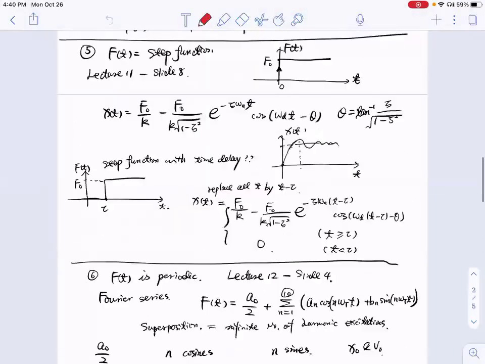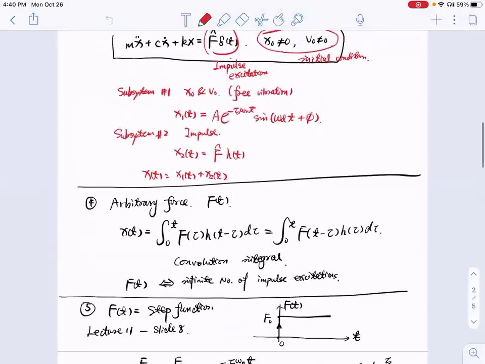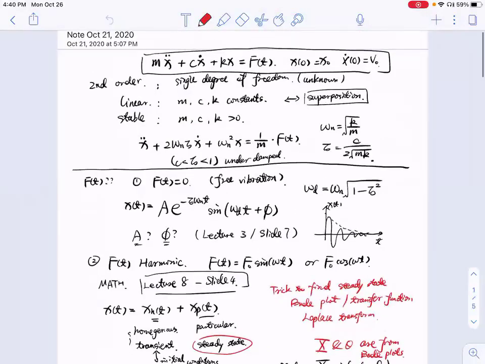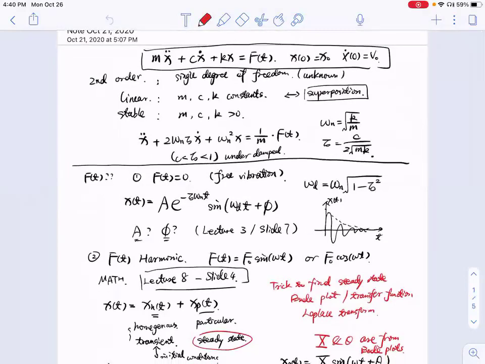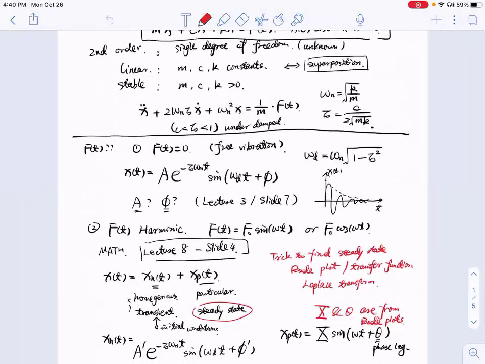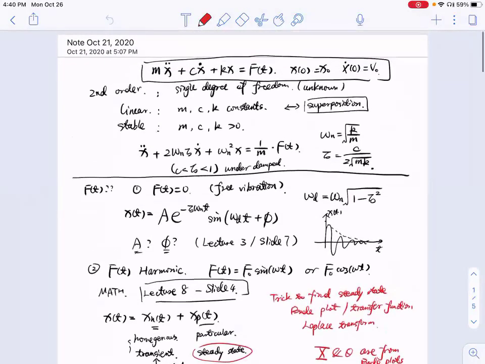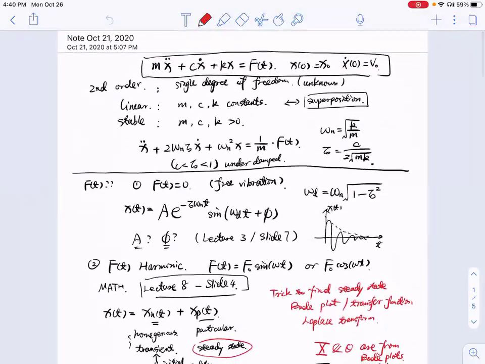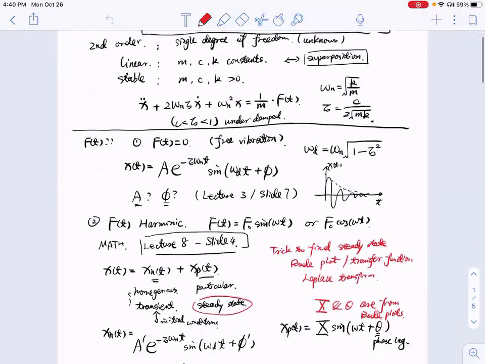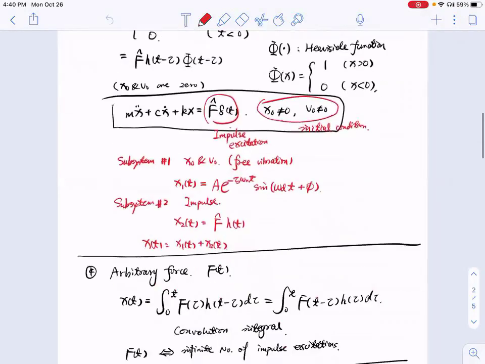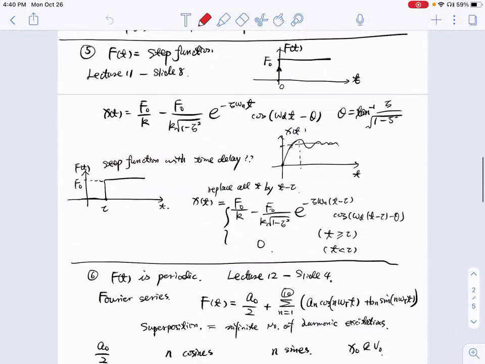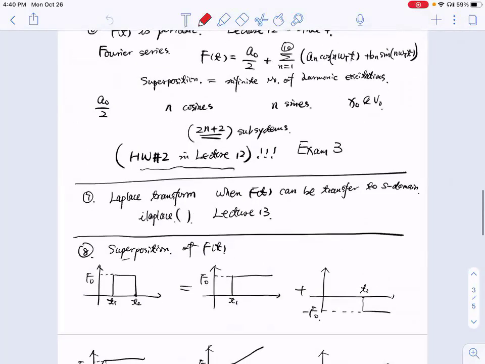So that's the table I provide. I already posted this on Blackboard. In this table, I summarize the basic building blocks, or the basic subsystems, you might need to use for the exam. Starting from the simplest one, which is free vibration, harmonic excitation, impulse, stepped input, arbitrary force, periodic input, and some excitations that can be done through inverse Laplace transform.